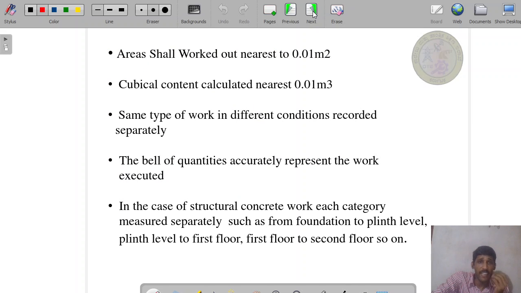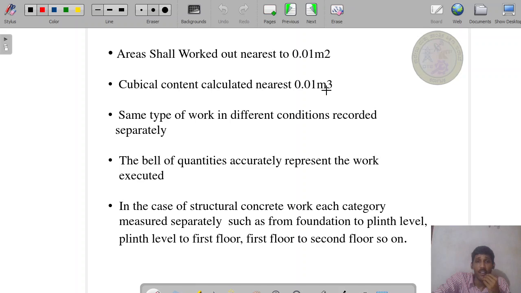Now, areas shall be worked out to the nearest 0.01 meter square. Say, for one room area, for example, 10 into 10 meter square, the dimension may be 10.01 into 10.01. Under those circumstances, the final quantity you get in the area calculation is to the nearest 0.01 meter square. Keep that in mind. Cubical content is calculated to the nearest 0.01 meter cube, and it should be recorded to that.